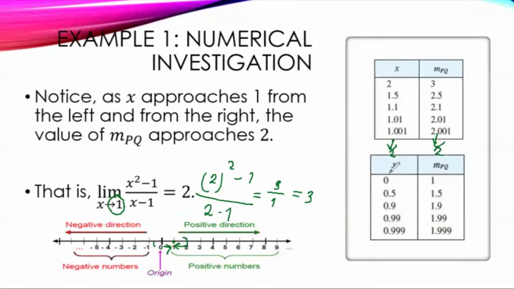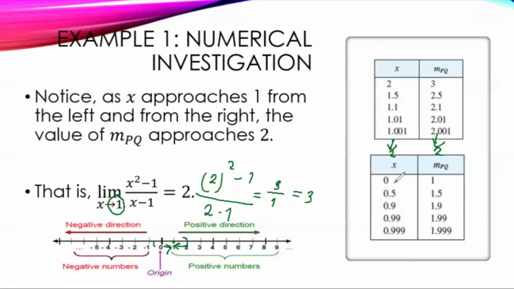Then if we substitute 0 here, this will be 0 squared minus 1 over 0 minus 1. We have negative 1 over negative 1, which is equal to 1. So the function value is 1 if x is 0. If x is 0.5, the function value is 1.5. And if x is 0.9 up to 0.999, then the function value approaches 1.999.